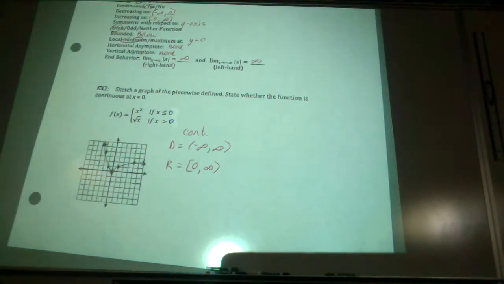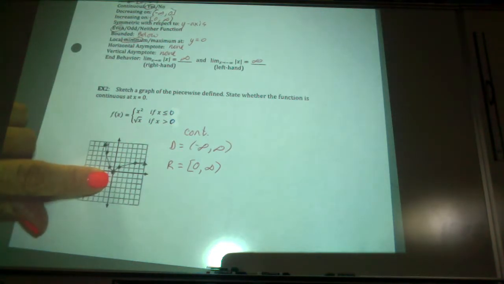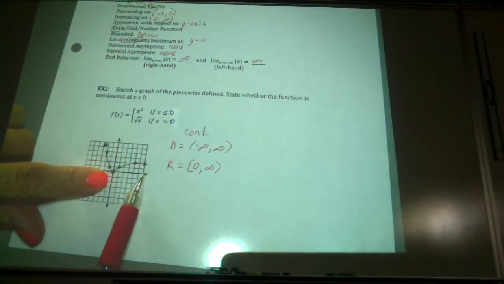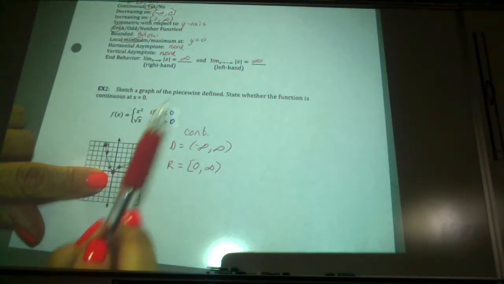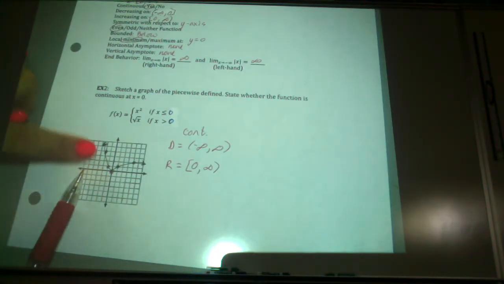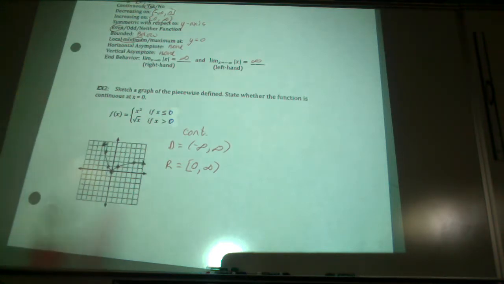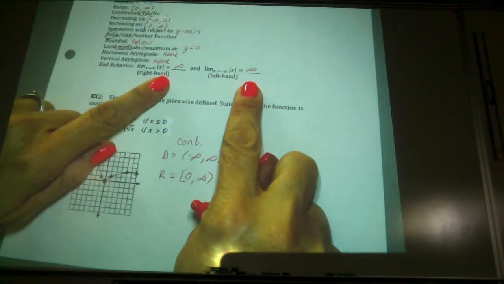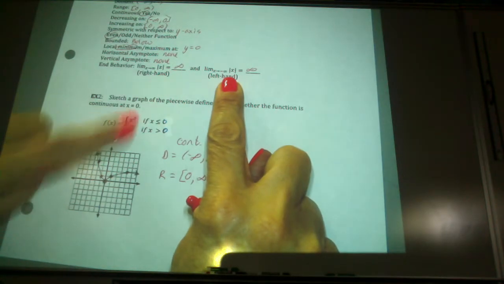What about the end behavior? As x approaches infinity, what's happening to the end behavior? What's happening to the y value? It's increasing, so it's approaching infinity. So it looked like this. As I approach negative infinity, what's happening to the end behavior? It's approaching infinity. So again, the left and right hand behavior for this graph looks just like this, with the exception that we put the piecewise graph.